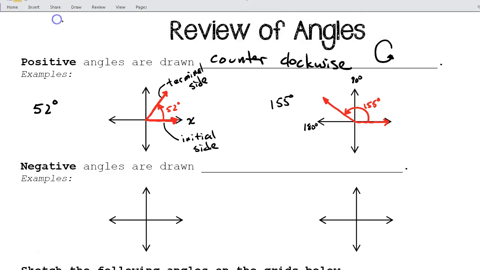Then when we talk about negative angles, these are drawn clockwise. It seems a little bit backwards based on what we're used to, because we're used to looking at the clock, and since that's so normal for us, we would think that clockwise would be positive, but it's actually the opposite way. Counterclockwise is positive. Now we're rotating this way, same way as the clock. So this is our positive direction, and this is our negative direction.